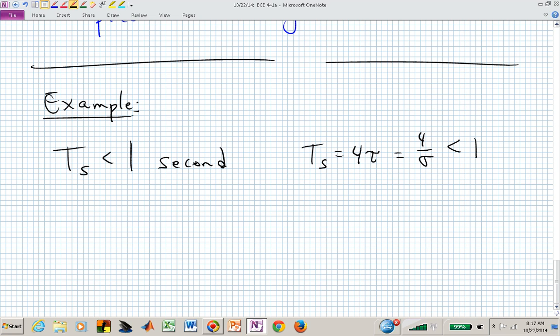Well, that's a pretty easy algebra problem, isn't it? You now have 4 over sigma less than 1. You now know that you want sigma to exceed 4. You need to be far enough into the left half plane to be beyond a distance of 4 from the imaginary axis.